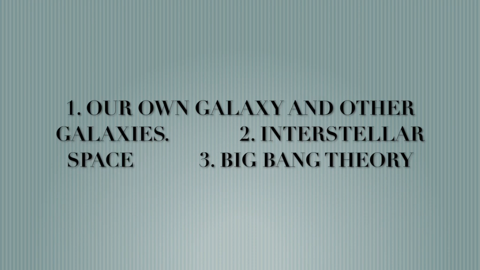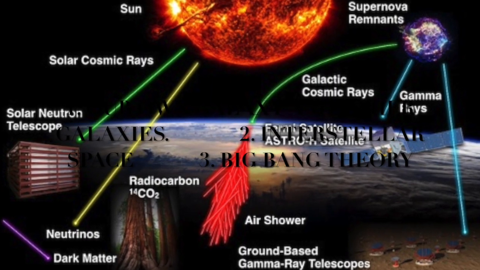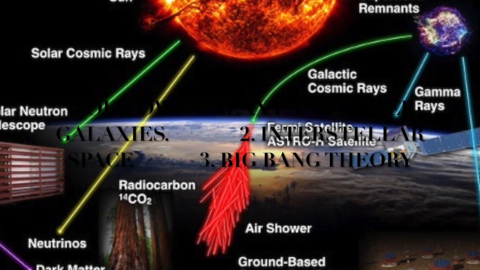Origin of majority of primary cosmic ray is mainly based on three theories: our own galaxy and other galaxies, interstellar space, and Big Bang explosion theory.